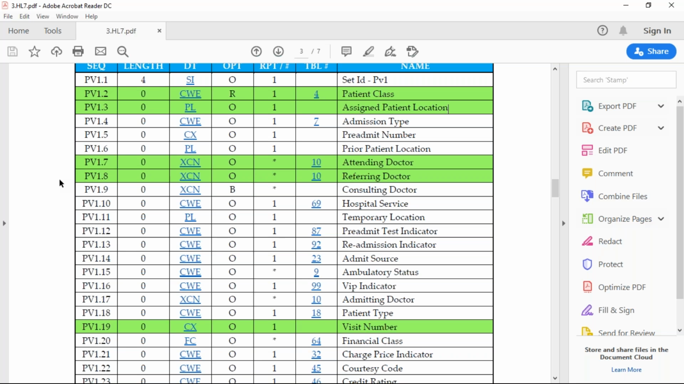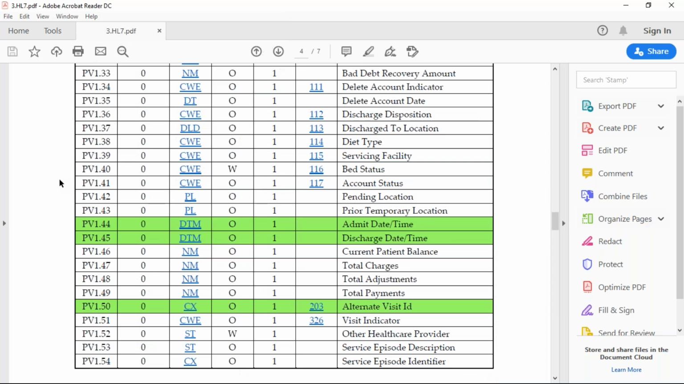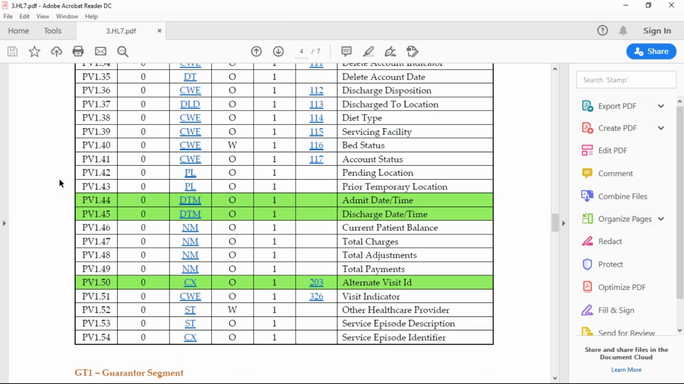PV1-8 has a referring doctor. So in case some doctor is referring this patient to a different hospital, then that doctor's information is written in PV1-8. Then PV1-19 is the visit number. We'll come back to this when we talk about an appointment message. PV1-44 and 45 indicate admit date and time and discharge date and time in case of a demographic message. If the patient is getting registered, at what time he got registered, what time he got admitted, those details are sent in PV1-44.